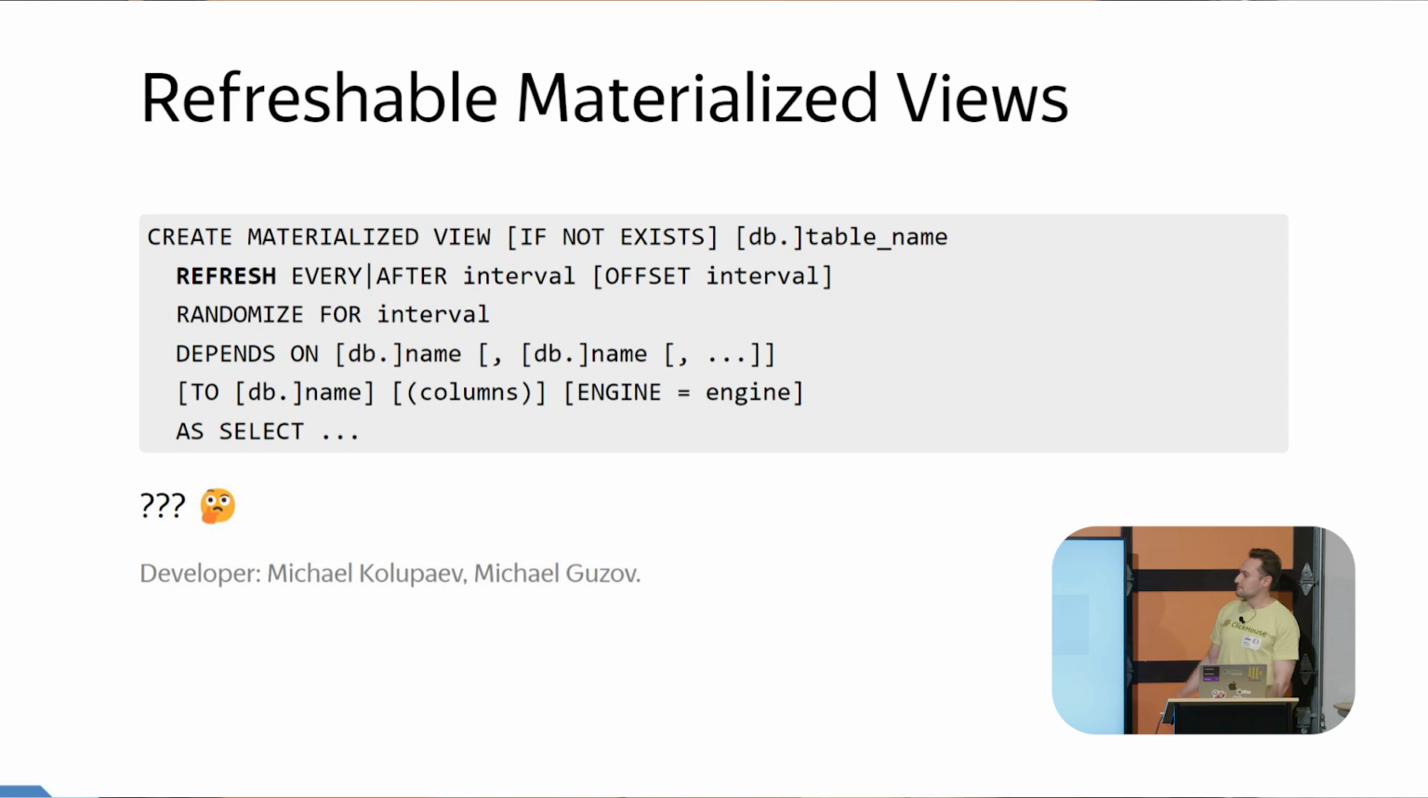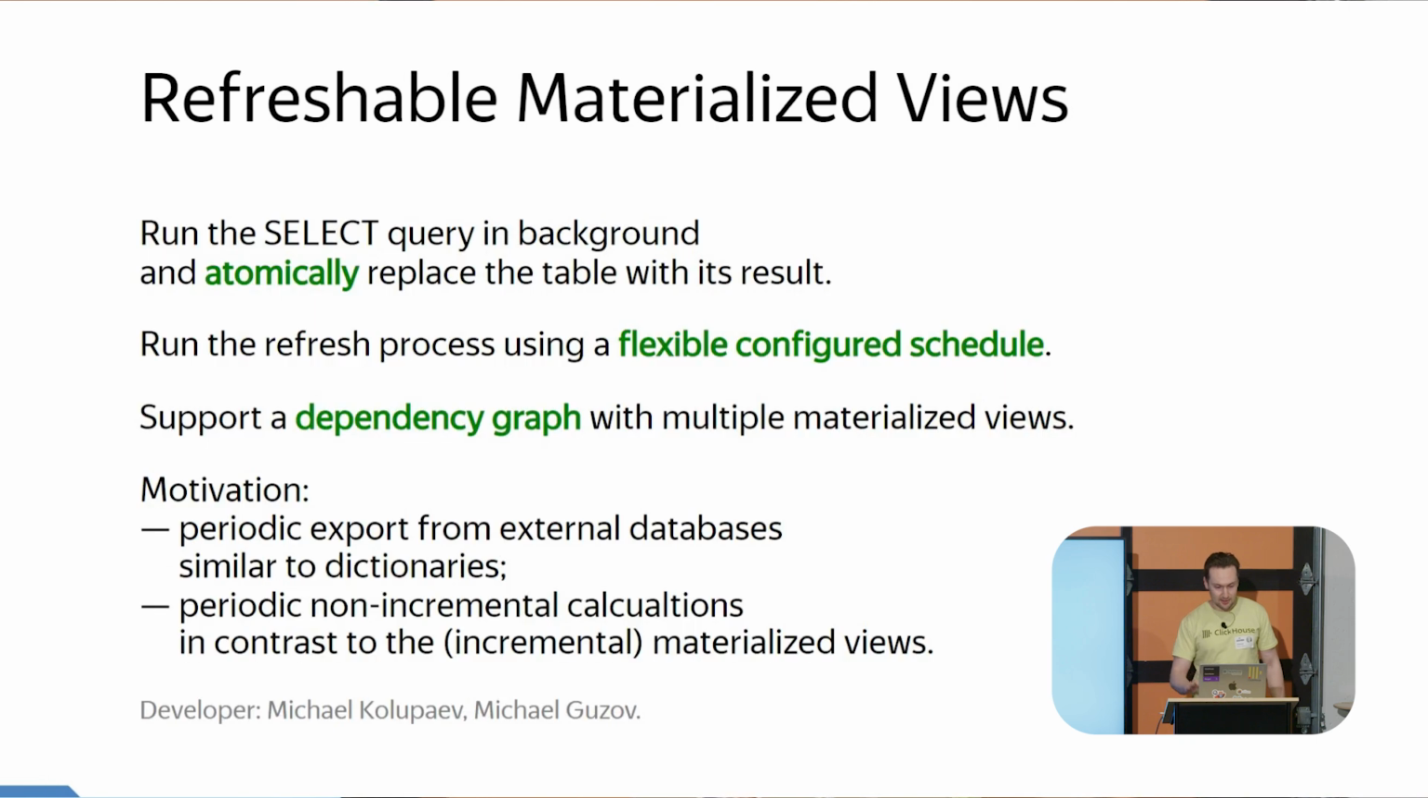When you look at this query, it can look quite complex. So you can create materialized views, but a special kind of materialized views with a refresh statement. And you can specify how frequently to refresh, time randomization, dependencies of this view, and finally, the select query. What is it for? With refreshable materialized views, you can run queries periodically in the background and atomically replace some table with the result of this query.